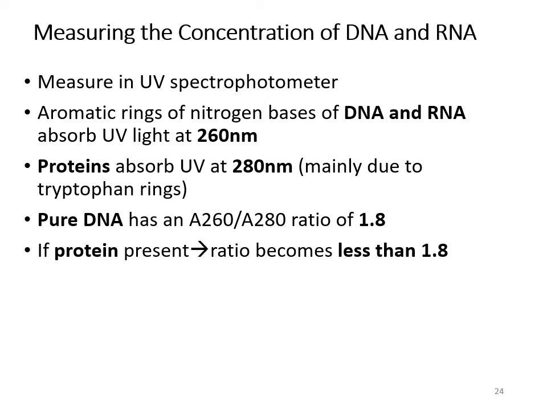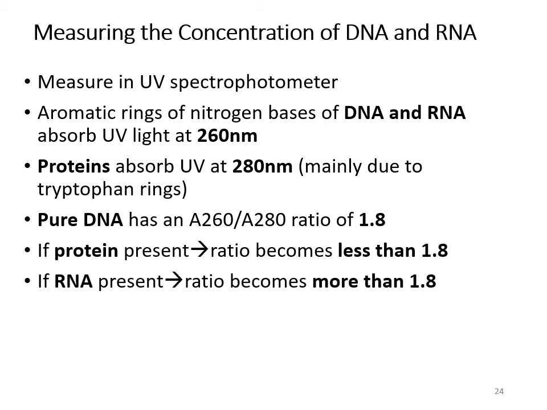So if you end up with a UV 260 over 280 that is less than 1.8, you have a lot of protein present. You'll usually see it as like a 1.3. So if I ask you, what does it mean if your DNA sample has a 260 over 280 ratio of 1.3, well, it tells you that there's a lot of protein contamination. Okay, make sure to write that down.